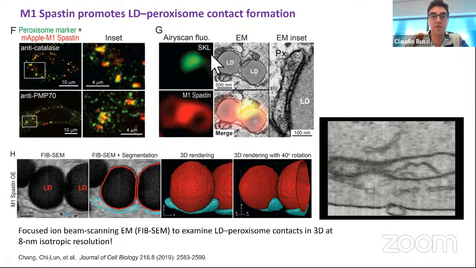Fíjense de que en este caso se ha hecho una adquisición con microscopía de iris scan, sería casi super res, en realidad, da la resolución de super res iris scan si es adquirido correctamente, y están adquiriendo en este caso la proteína SKL, que es un marcador de peroxisomas, y en el otro panel se muestra a spastin.